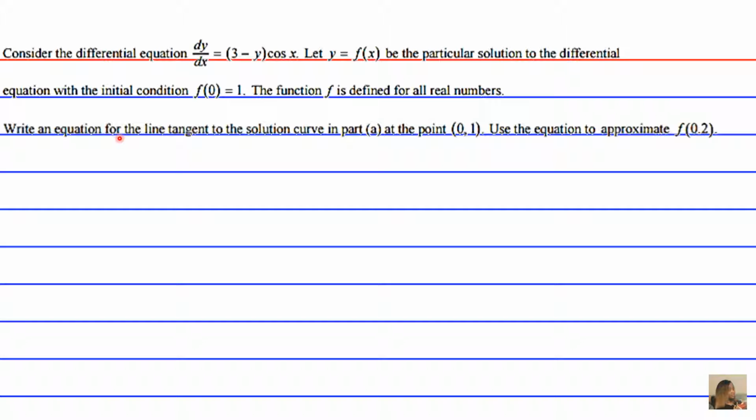Consider the differential equation dy/dx equals 3 minus y times the cosine of x. Let y equals f of x be the particular solution to the differential equation with the initial condition f of 0 equals 1. The function f is defined for all real numbers. Write an equation for the line tangent to the solution curve in part A at point (0, 1). Use the equation to approximate f of 0.2.